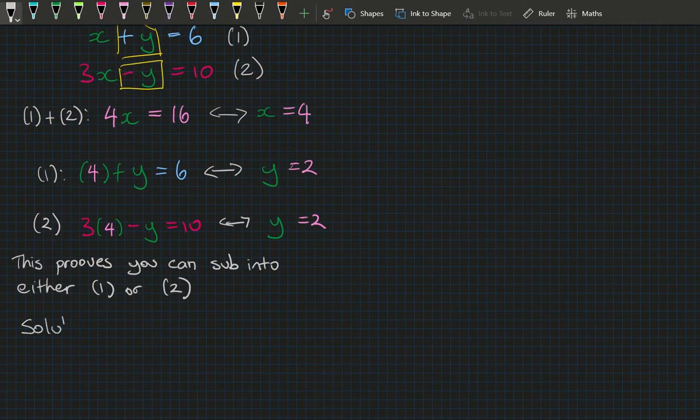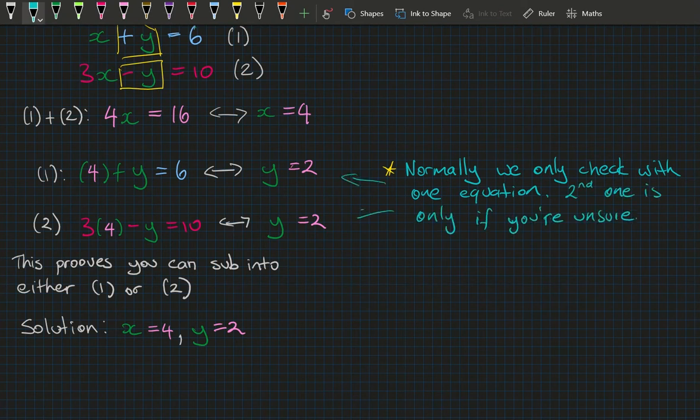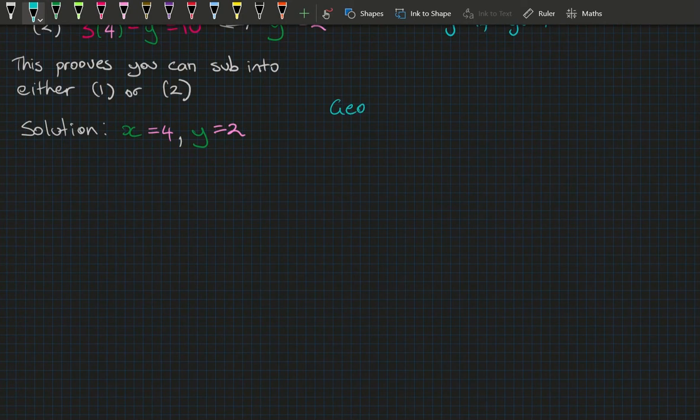So if we're going to write our solution nice and neatly, we would say that x is equal to 4 and y is equal to 2. Just let me put a note here to make sure you're sure that normally we only check with one equation. The second one is just to help if you're unsure. Okay, let's check these two equations in GeoGebra and see what the solution is there.